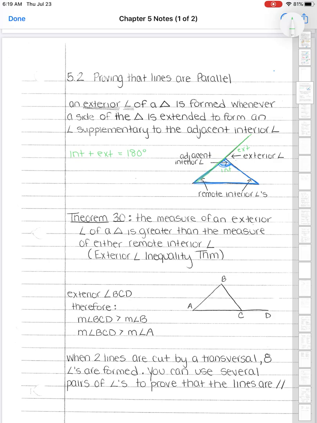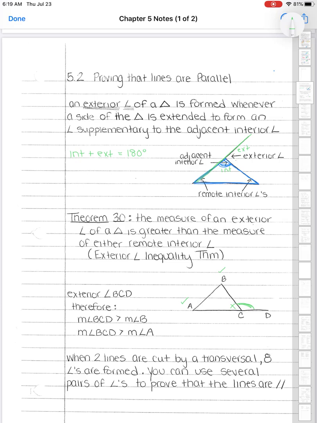Now, if we're talking exterior angle, the one that's next to it is the adjacent interior. The other two angles that are not next to it are the remote interior angles. We need that going into this next theorem. Theorem 30 says the measure of an exterior angle of a triangle is greater than the measure of either remote interior angle, and it's called the exterior angle inequality theorem.